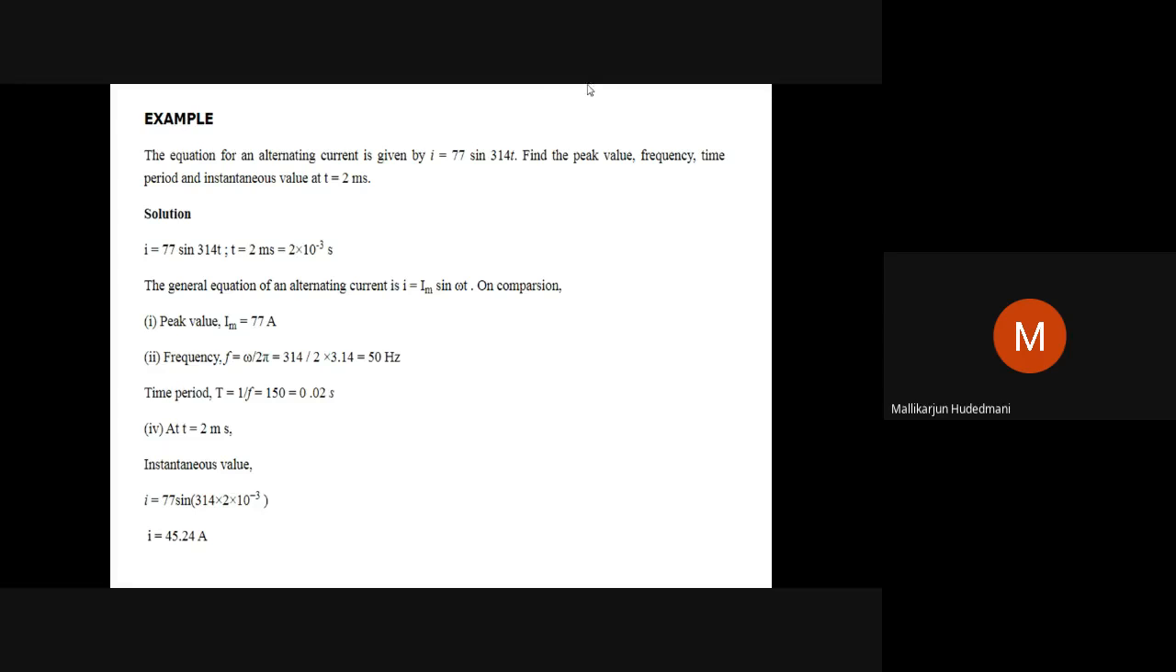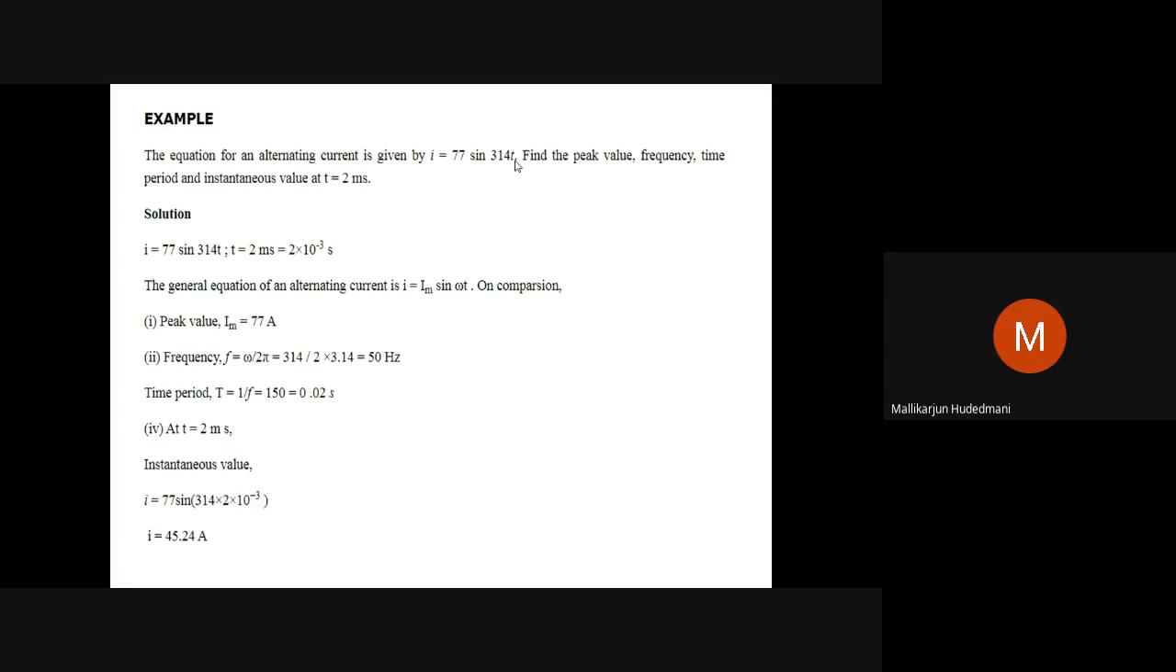Therefore, when a simple wave is given to you this way, you can get its peak value and its frequency very easily from the first principle of comparison. Then how do we get the instantaneous value of this current at any given time? It's very simple. Take I equal to 77 sin 314t and substitute the given time in t. The given time is 2 millisecond. You substitute t equal to 2 millisecond and work in radian mode.